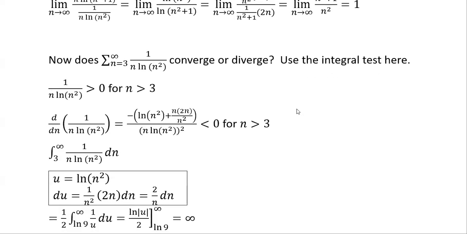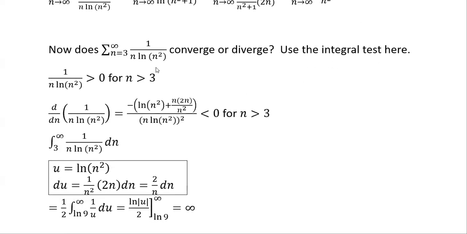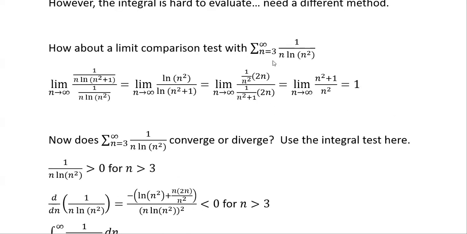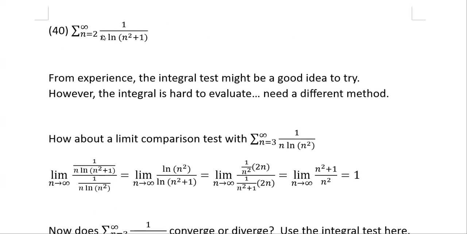Okay, so here is the step. So I just said it's finite and positive. Oh, so sorry, positive and decreasing. So this is positive, decreasing, and then I evaluate the integral. Okay, it's infinite. So since this guy diverges, our guy's going to diverge as well by the limit comparison test, okay?